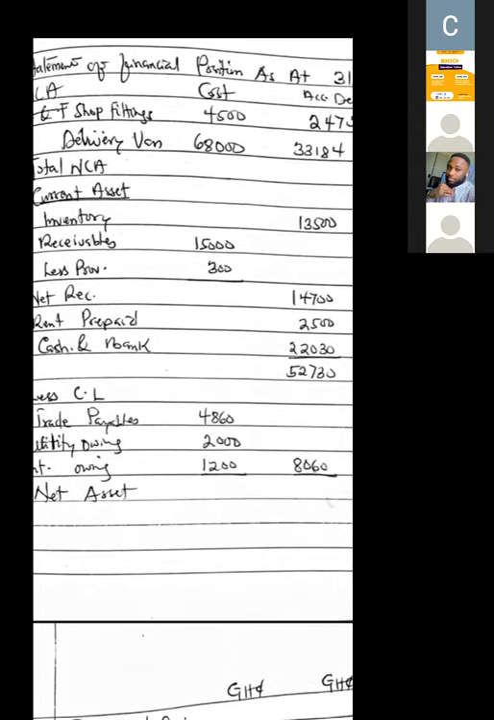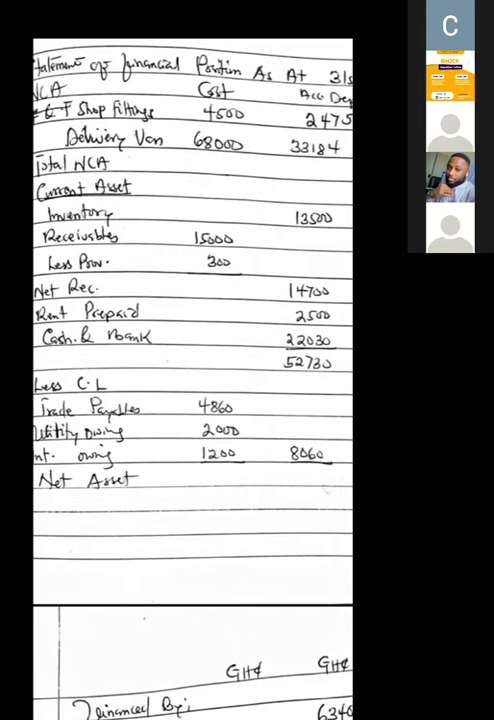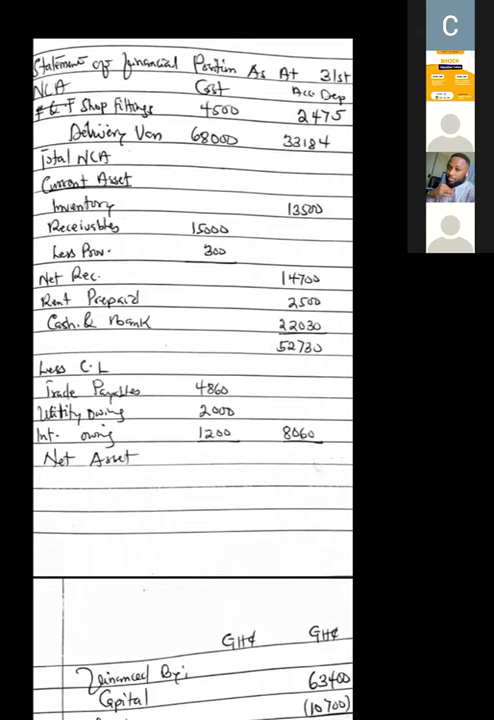We have receivables of 15,000 with less provision 300, right? So we have net receivables of 14,700. Then we add rent prepaid, we add cash and bank balances. So your figure for total current assets will be 52,730. All right. Then we less current liabilities.